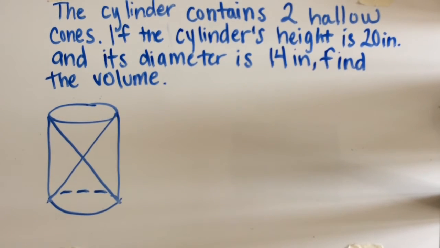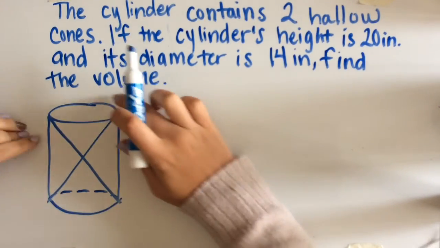All right, guys, I've done an example of each, so let's just do some word problems together because they're a little tougher to interpret words instead of just being given numbers to plug in formulas and to draw. So this word problem says the cylinder contains two congruent hollow cones.